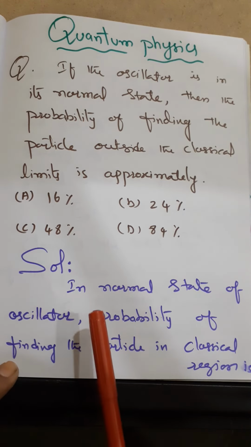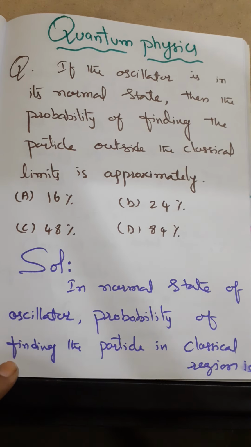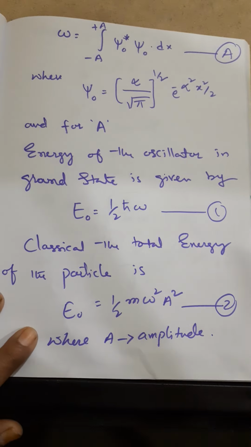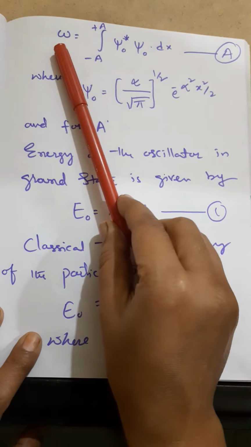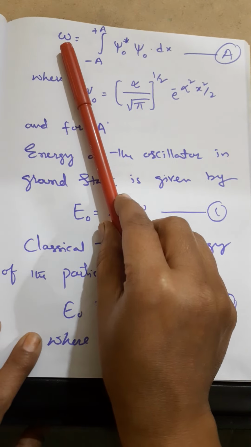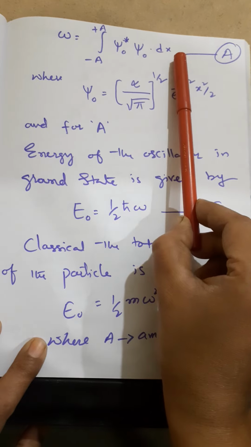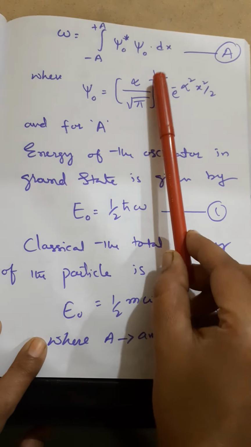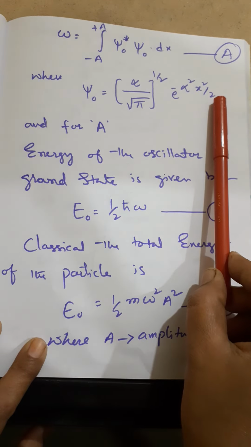Solution for this problem: in the normal state of the oscillator, the probability of finding the particle in the classical region can be given as, so we know this equation in quantum mechanics, omega is equal to the integral from minus a to plus a of psi naught star psi naught dx. So we know that psi naught value is (alpha by root pi) to the power of half, e to the power of minus alpha square x square by 2.